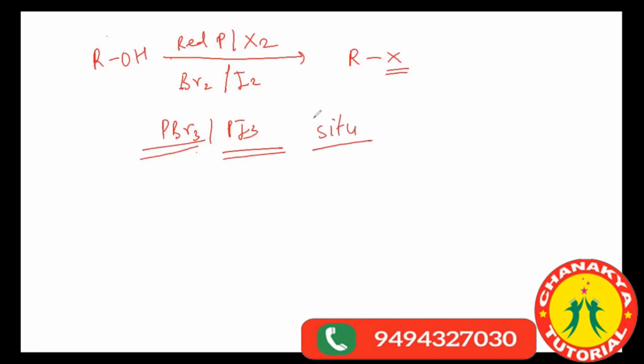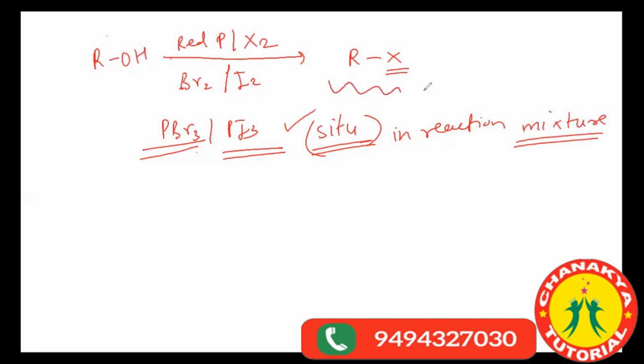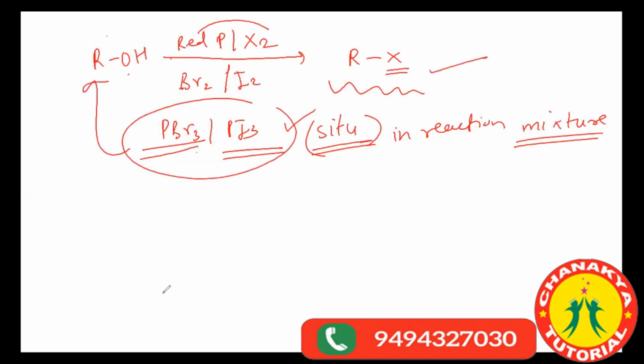Now, what is this in situ? In situ means in the reaction mixture. This is one of the important terms, and most of the time they use it. It means these things happen in the reaction mixture. By completion of the reaction, you will get your alkyl halide. Red phosphorus reacts with this halogen to form this intermediate, and it reacts with the alcohol to give you your product, alkyl halide. Clear? Yes, ma'am.